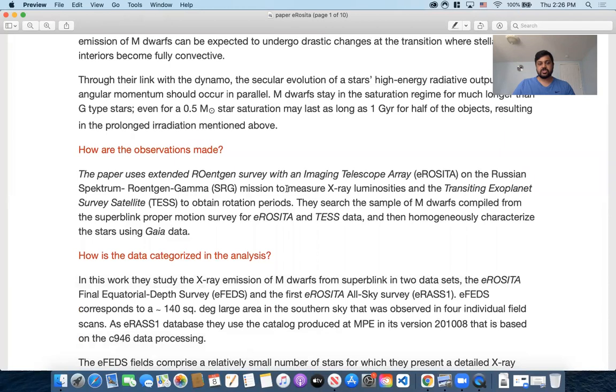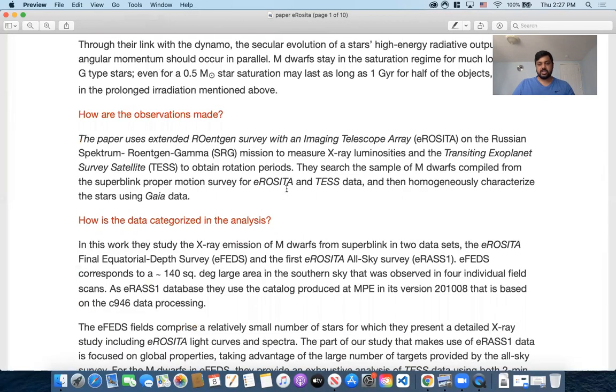How are the observations made? The paper uses eROSITA on the Russian Spektr-Roentgen-Gamma mission to measure X-ray luminosities and TESS to obtain rotation periods. So they search for the samples of M dwarfs compiled from the SuperBlink proper motion survey for eROSITA and TESS data, and then homogeneously characterize the stars using Gaia data.